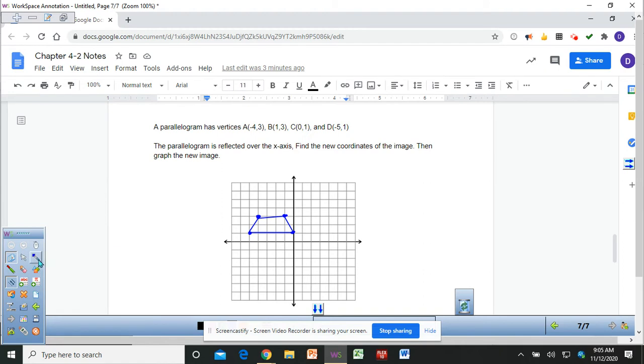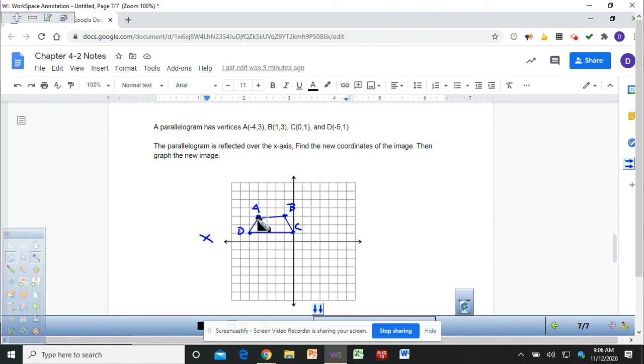And they want us to reflect this over the x-axis. And remember, the x-axis is right here. So they want us to flip it over this line. So to do that, we're just going to count how many points away it is, and then we're going to do the opposite. So right here, it's 1 point. So this was, sorry, I'll label these real quick. A, B, C, D. I'm going to start with A.